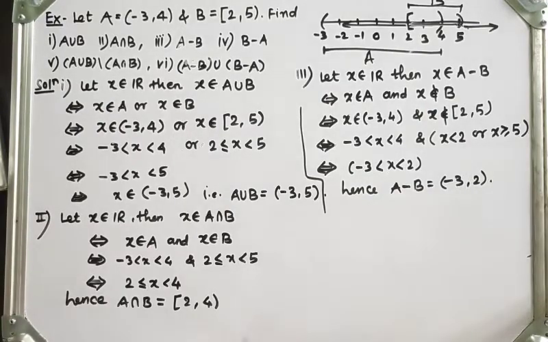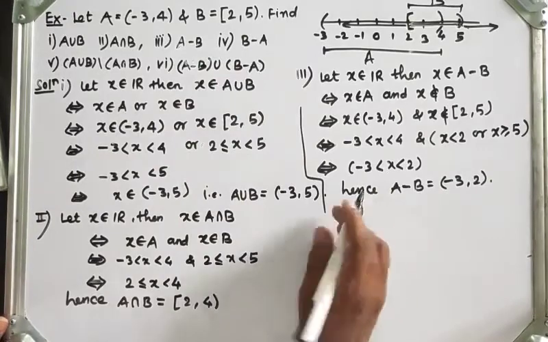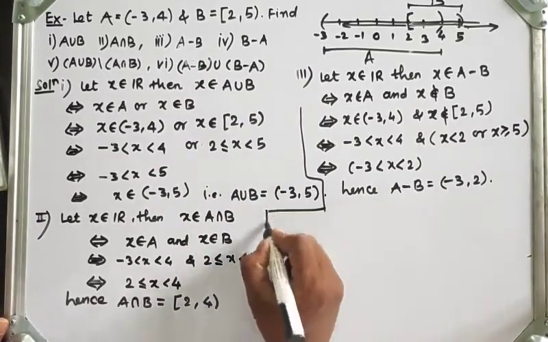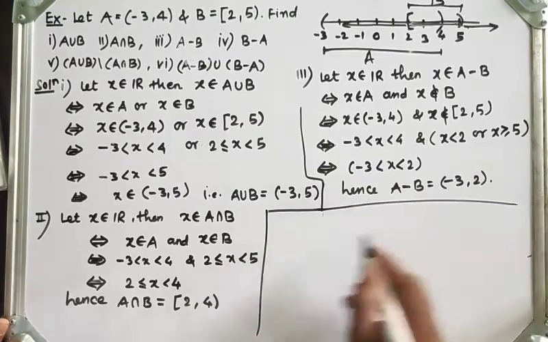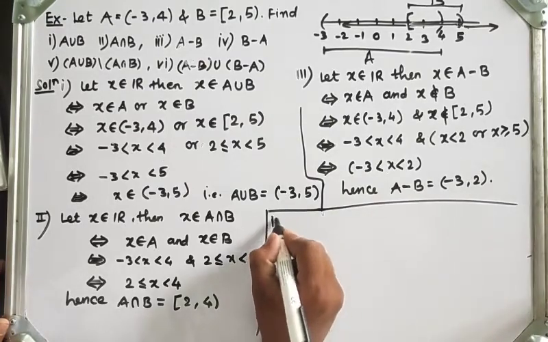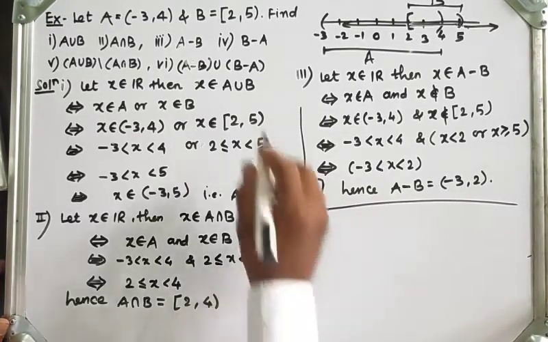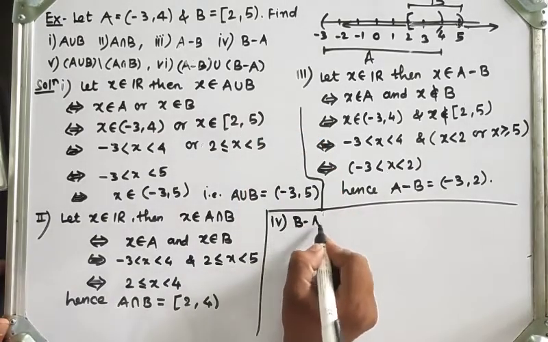Now next we see the fourth one, where we have to find B minus A.